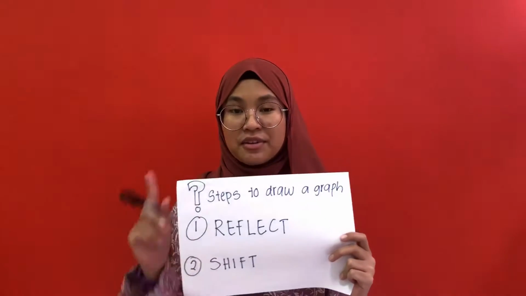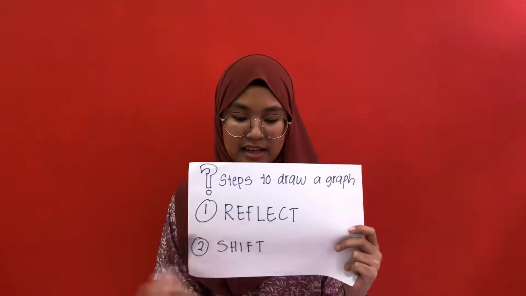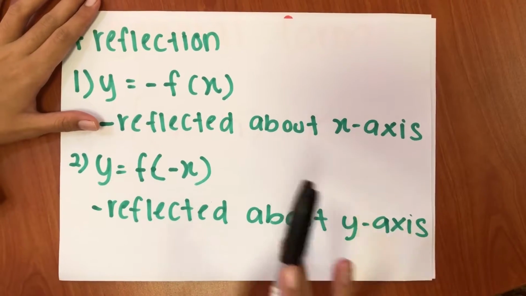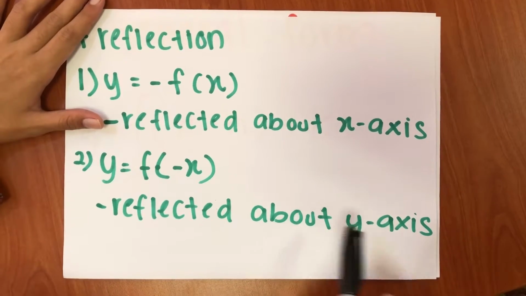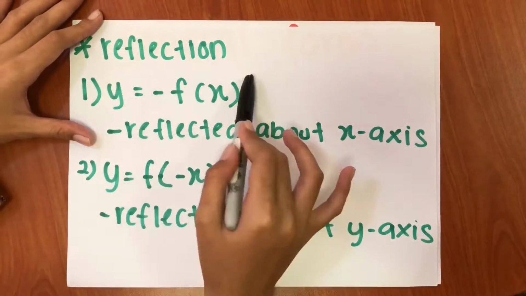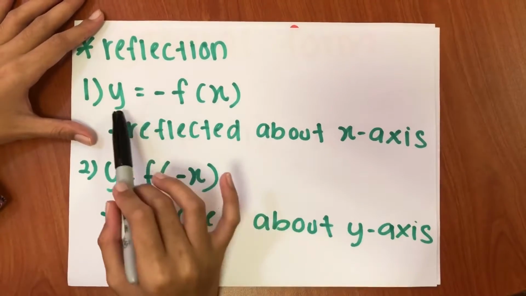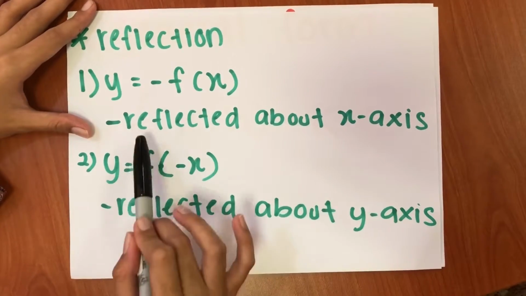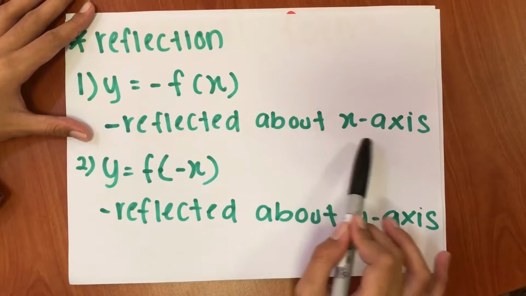Okay, so if we talk about translation of function fx, we need to draw a graph. So this is how we draw a graph. First, you have to reflect it and then you have to shift. As I said earlier, if you want to draw a graph, we must reflect first and then shift. For the reflection part, from this equation, y equals negative fx, the negative fx indicates that the graph needs to be reflected about the x-axis.